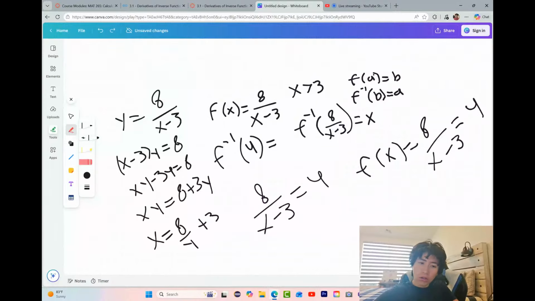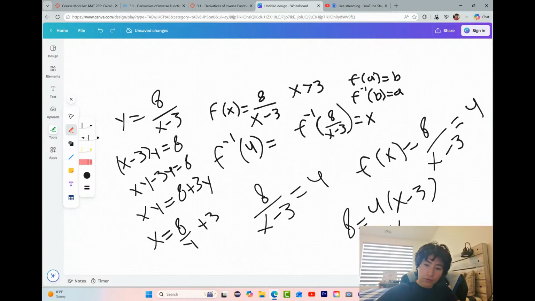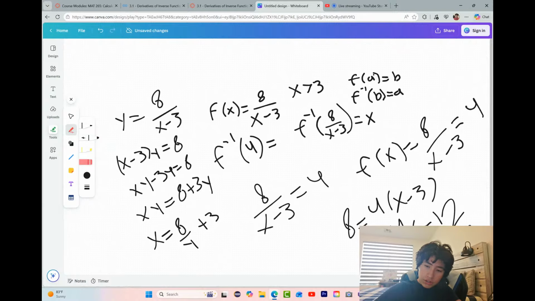Oh, well, 8 over 4, right? 8 over 4. Yeah. Or 4 minus 3, 7. 8 over 7. Hold on. So if you do, all right, solve for x here. We do 8 equals 4 times x minus 3. 8 equals 4x minus 12. 4x equals 8 plus 12, so 20, and therefore x equals 5.